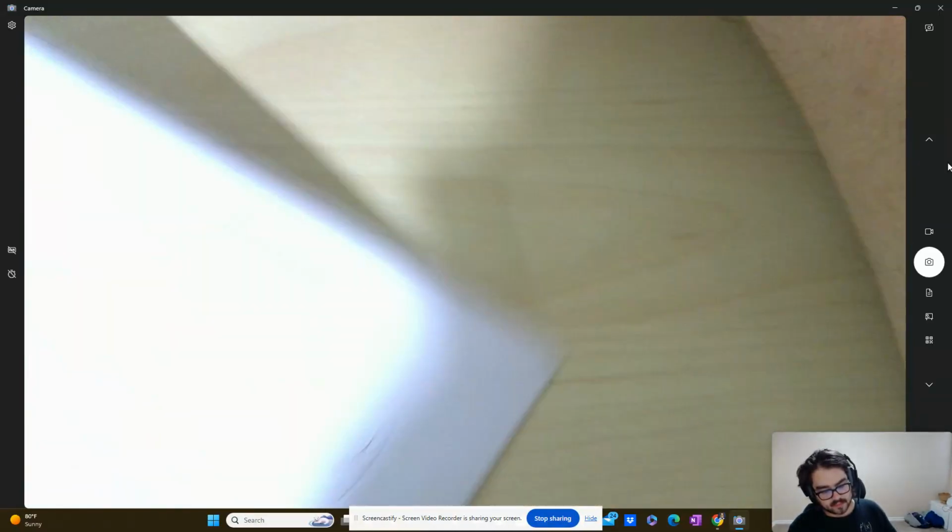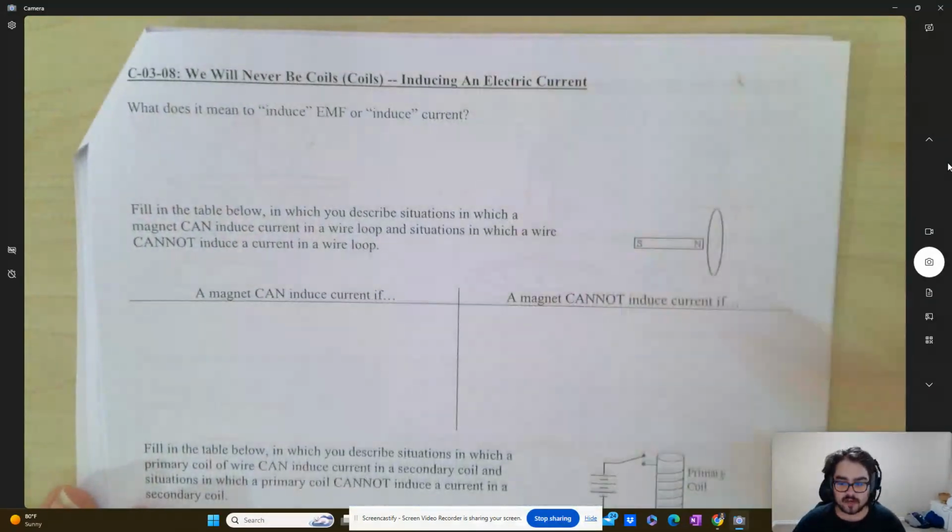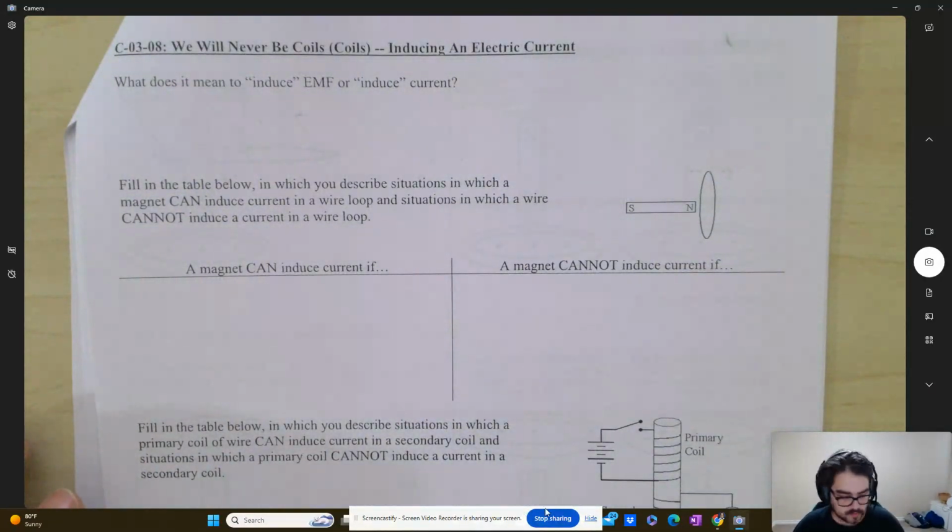Let's see, is that the last one? Yeah, that is the end of mass spectrometers. So I guess I'll see you on the next one.